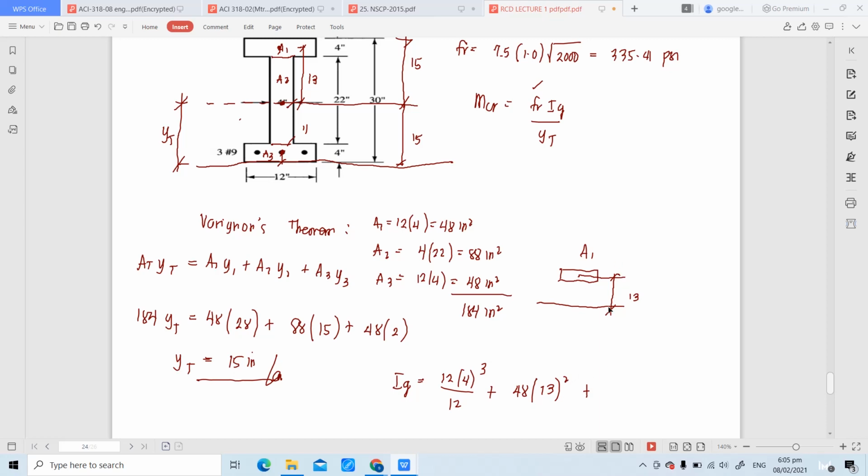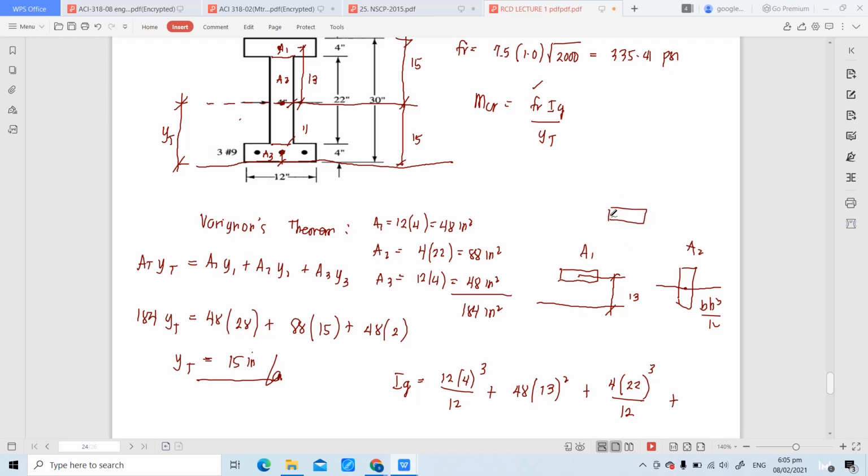Plus yung moment of inertia nung A2. Pansinin yung A2, yung centroid niya nandyan, at yung neutral axis dumadaan sa centroid niya. Di ba pag ganyan, meron na tayong derived formula, that is BH cube over 12. Tama? So, anong base nung A2? Yun ay 4. Anong height nung A2? 22. This is A2, that is raised to 3 over 12. Plus, moment of inertia nung A3 natin.